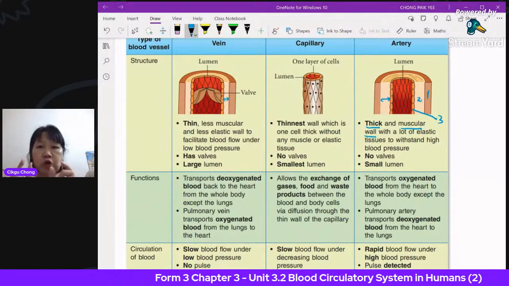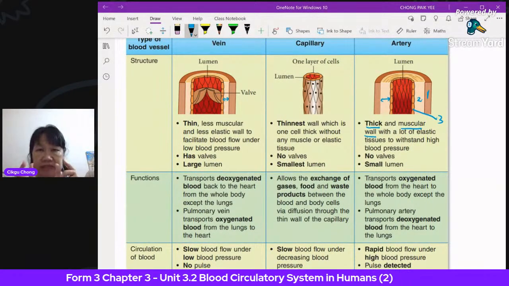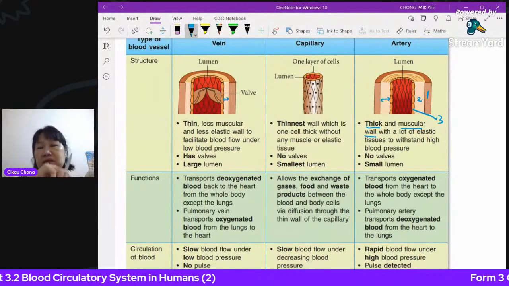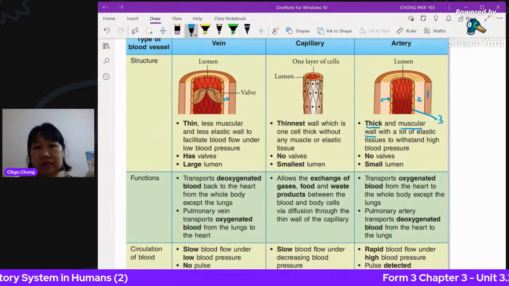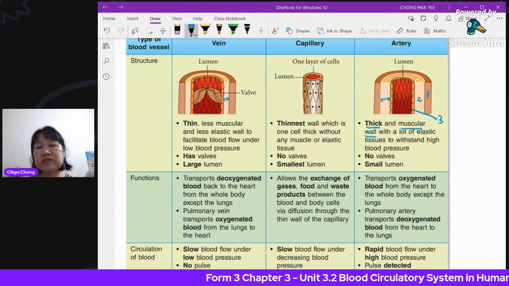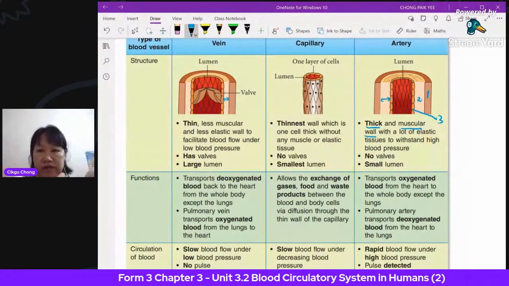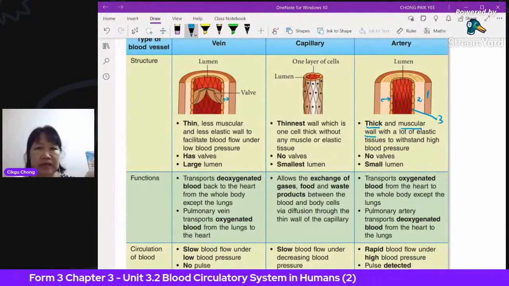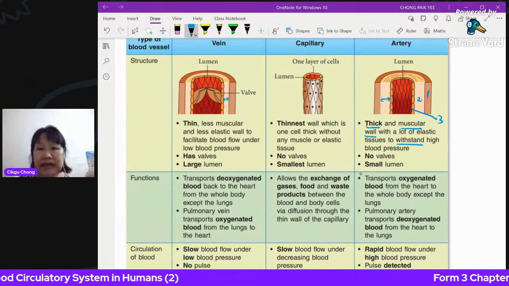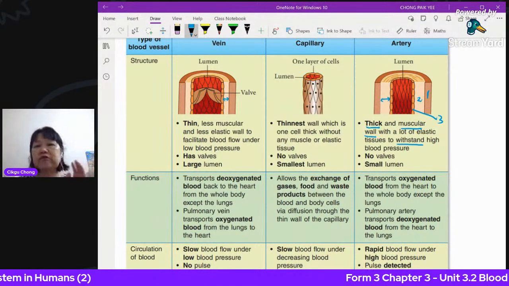Okay, if you don't have a thick layer of muscle there, if it's thin, that means it's not strong. When the blood comes out, it may break, right? If the pressure is too high, it will burst. So your blood vessel will break, and then the blood will flow everywhere. It will not reach the place that you want it to go. So it's to withstand. Withstand means to endure the high blood pressure from the heart.